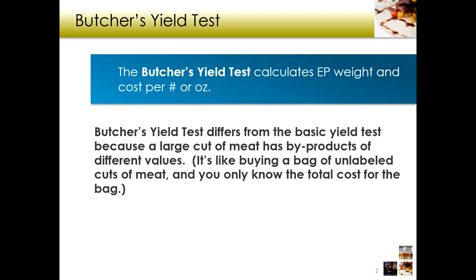So a butcher's yield test differs from the basic yield test because it's a large cut of meat that has byproducts of different values. It's like buying a bag of unlabeled cuts of meat where you know the total cost for each bag. So basically what we're going to do is take that piece of meat and cut it into all the different ways that we're going to use it in our kitchen.